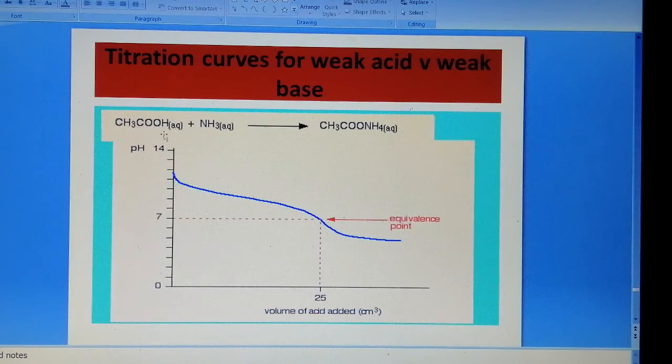Now this is weak acid and weak base. We are starting from a weak acid or base. How do you know that? At 0 volume it is around 11 point something. So we will think that it is a weak base. We are taking ammonia and into that we are adding acetic acid or ethanoic acid. So it's a weak base, and the equivalence point is not very sharp.